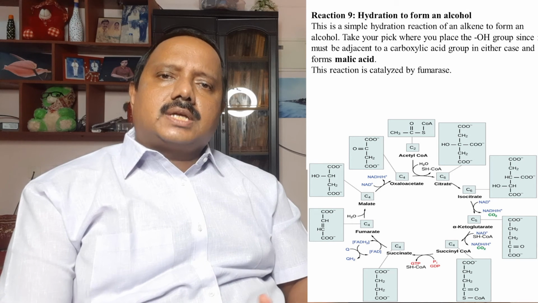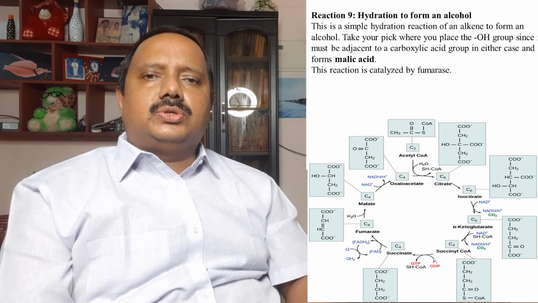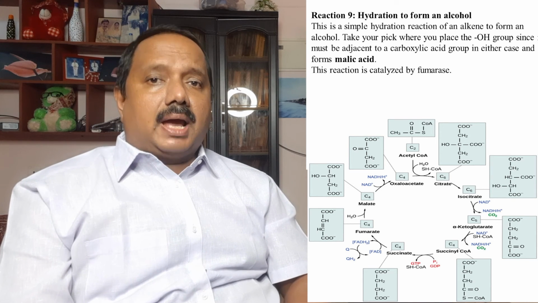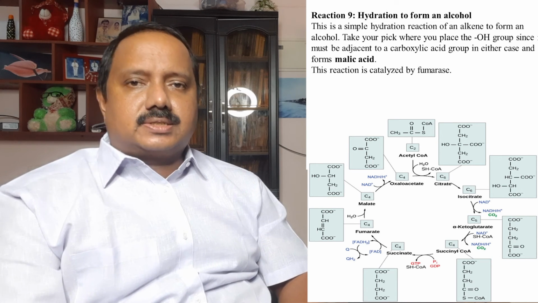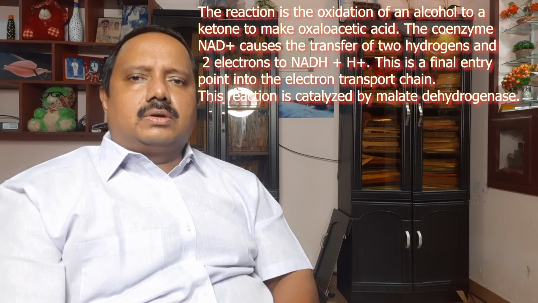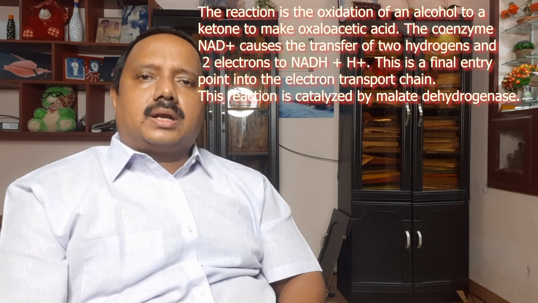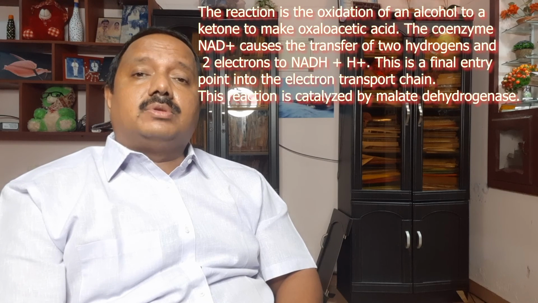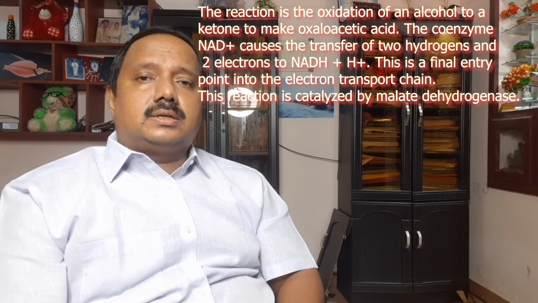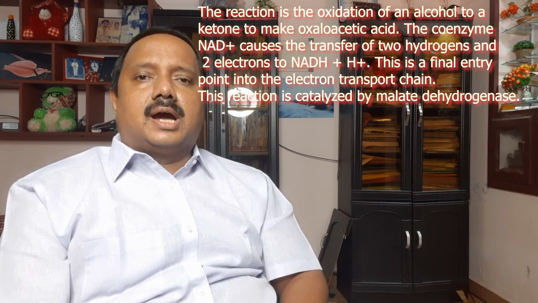Next step is a hydration to form an alcohol, where an alkene is converted into an alcohol. As a result, malic acid is formed. This reaction is catalyzed by the enzyme fumarase. In the final oxidation, malic acid is converted into oxaloacetic acid, which is an oxidation reaction, where an alcohol is converted into a ketone and NADH2 is formed from NAD, utilizing the released electron. This reaction is catalyzed by the enzyme malate dehydrogenase.